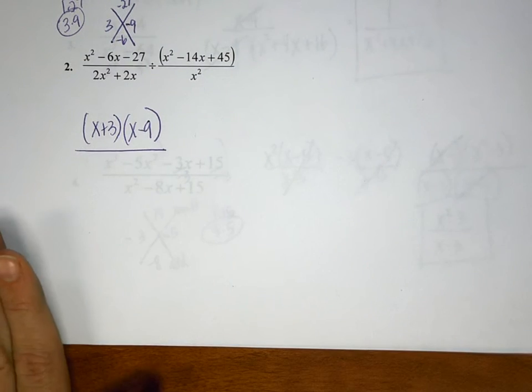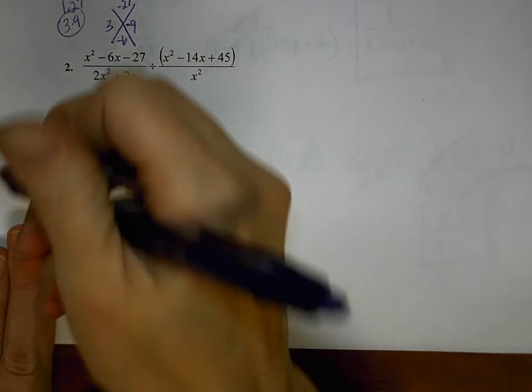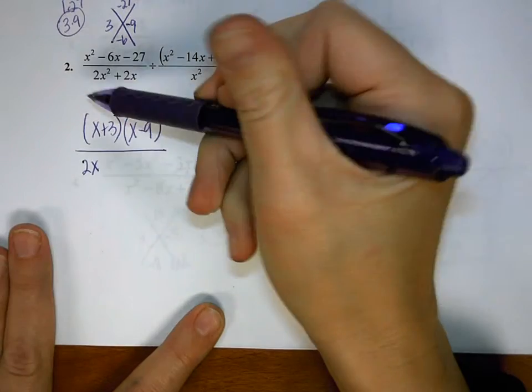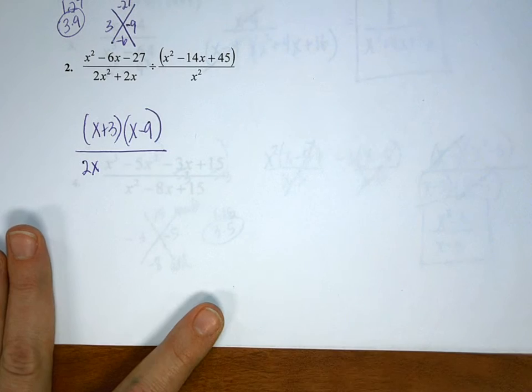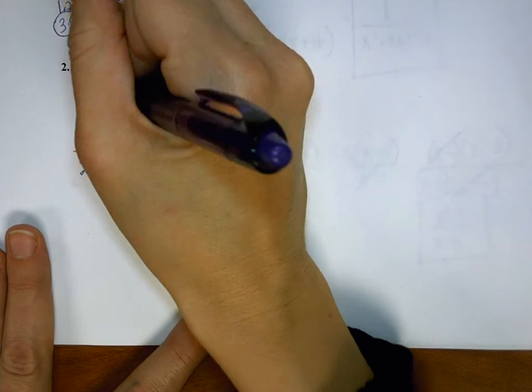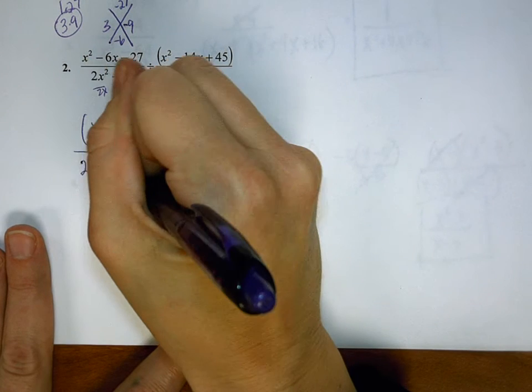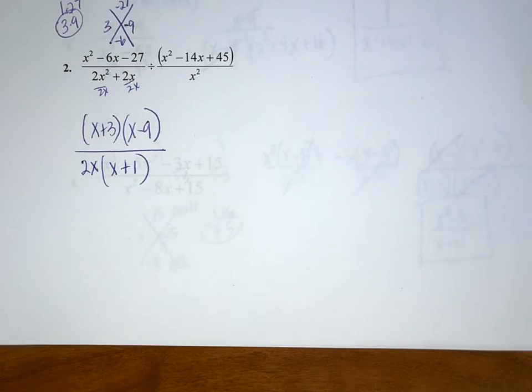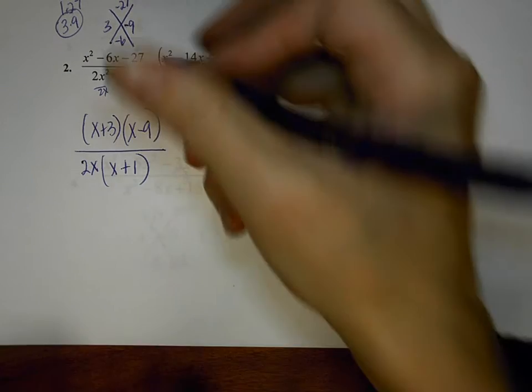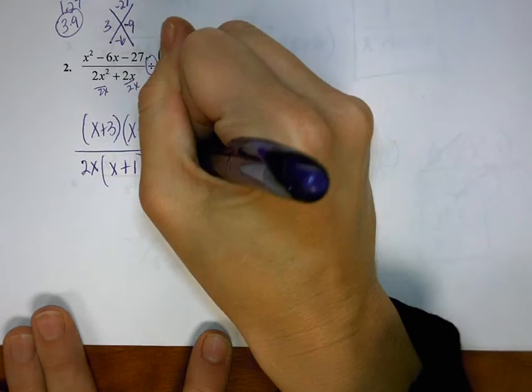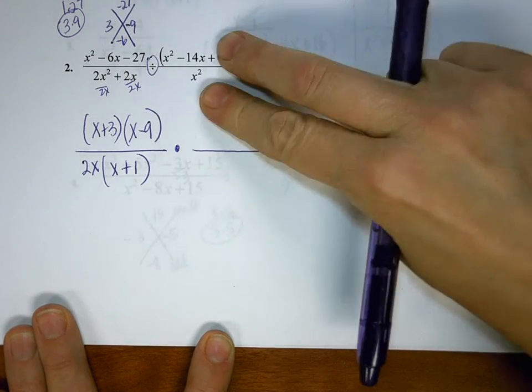In my denominator, I would take out a GCF. GCF would be 2 and also x, because each of them have a 2 and each of them have at least one x. When I divide by 2x to both of these terms, I'm left with x plus 1. Now I'm going to go ahead and change my division sign to multiplication, and we need to flip this fraction.